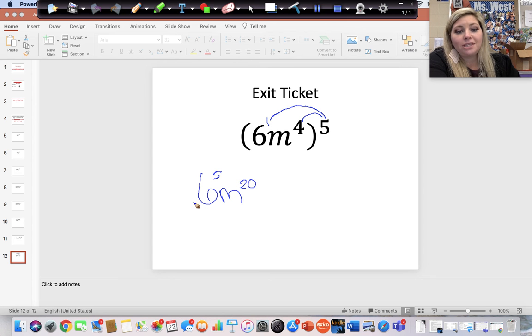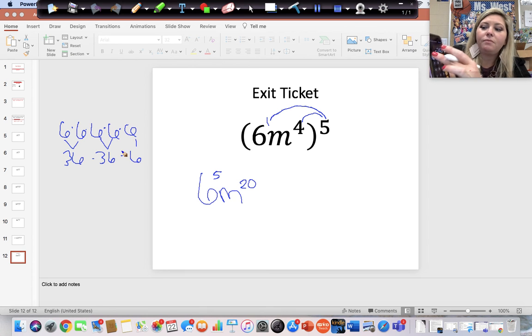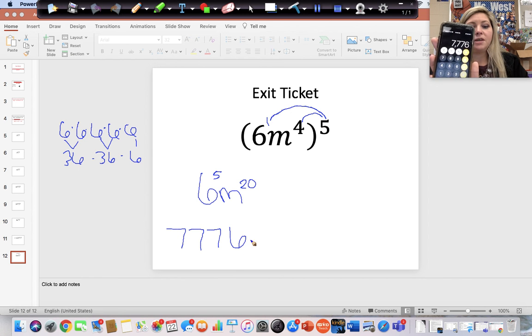Again, if it asked you to simplify further, you could find out what 6 to the 5th power is by just multiplying 6 times 6 times 6 times 6 times 6. I know that this is 36. I know that this is 36. So 36 times 36 times 6. Again, you could put this into your calculator and get 7,776 times m to the 20th.